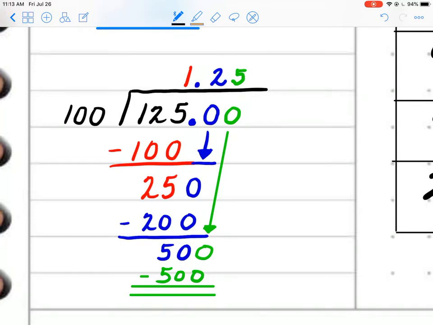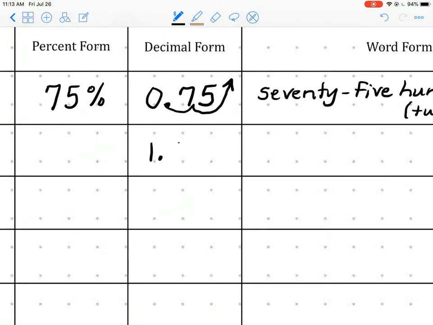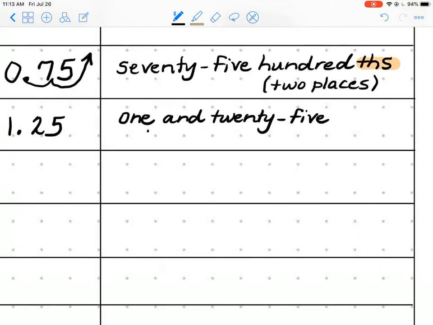And there's my decimal. So I'll bring that 1.25 into this column, and let's write our word form. 1, the decimal point is the word and. 25, do you know the places? There are only 2 of them, so that would have to be hundredths. Not hundred, hundredths. Okay.